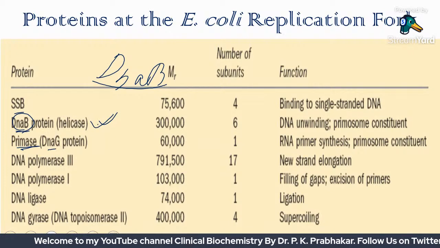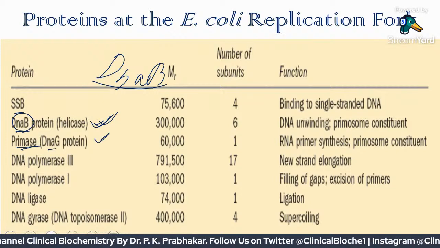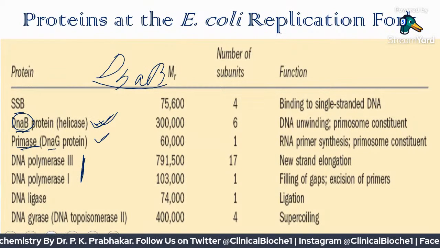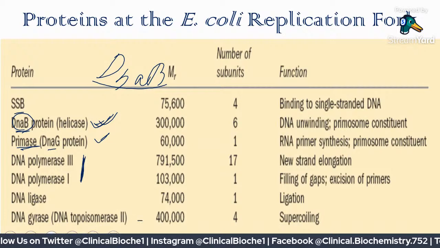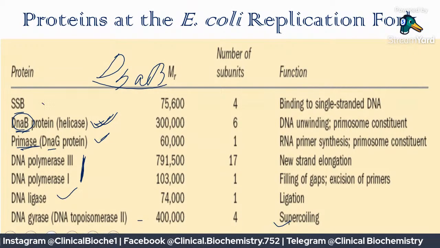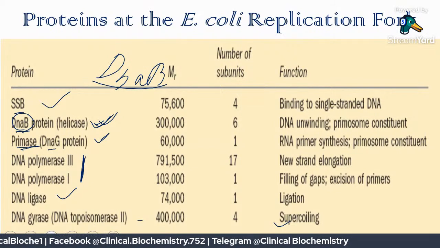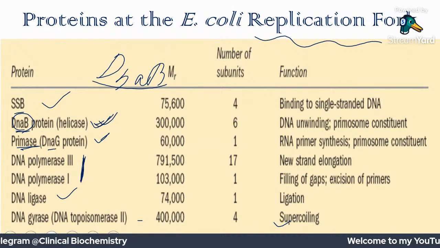So we require one helicase, we require a primase, and then we require different polymerases, polymerase 1 and polymerase 3. Topoisomerase we require for removing supercoiling, we require ligase, and we require SSB protein, single stranded binding protein. These are the basic requirements for the replication fork or replication processes.